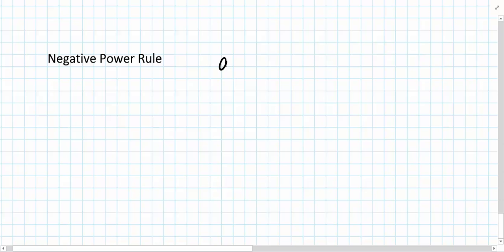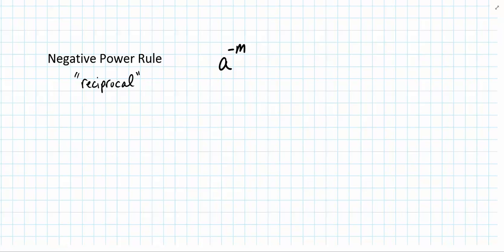Up until now, all of our exponents have been positive. But I'd like to talk about what happens in the event that our exponent is actually a negative integer. When you see a negative exponent, I want you to think of the word reciprocal, because in mathematics, the word reciprocal means to flip a fraction. And to flip a fraction is the appropriate change to apply to a negative power problem.